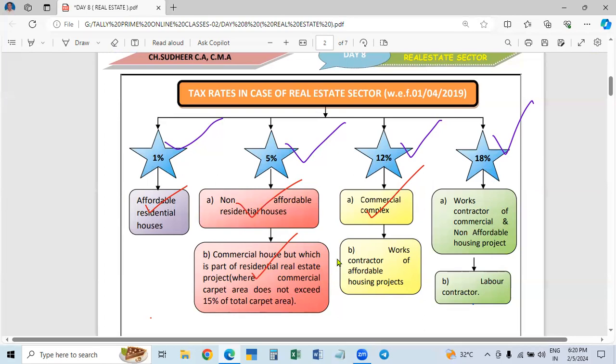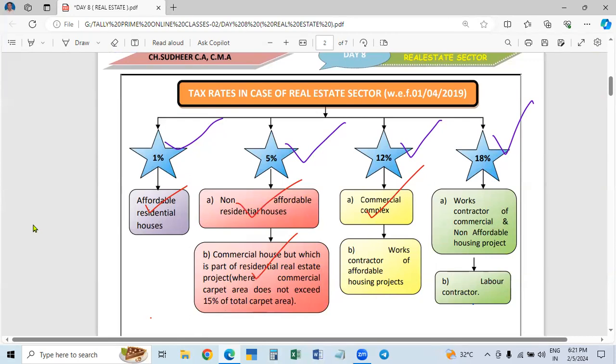If it is not more than 15%, for example, 1,400 SFT is the carpet area for the commercial house. In such a case, 1,400 SFT, that is commercial carpet area, divided by total carpet area, 10,000, then into 100, it will be only 14%. In such a case, it is less than or equal to, not exceeding 15%. So it is only 14%.